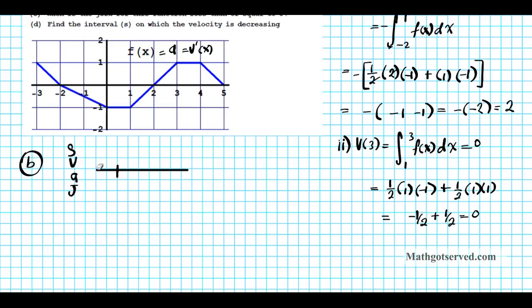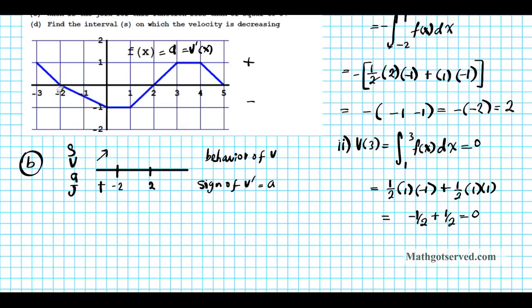Okay, so we see a sign change here, at -2. We see a sign change here, at +2. Okay, so remember what we're looking at is the sign of v prime, and that tells us the behavior of v. And v prime is also the same thing as a. So from -3 to -2, v prime is positive because it's above the axis. This is positive and this is negative. So this is positive, so that means that v, the velocity, is increasing.